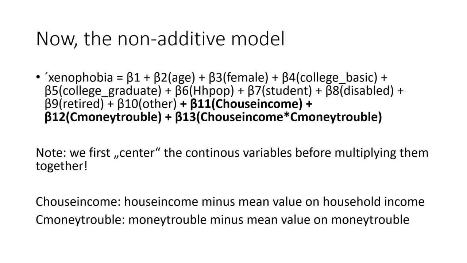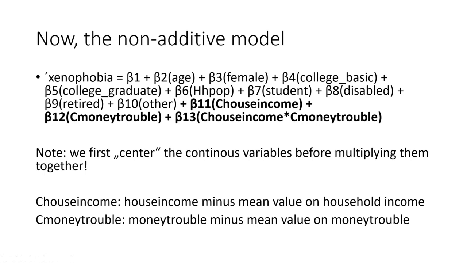And here what we need to do is that we cannot use the variables as they are, that is income and money trouble. We need to center them first to be able to multiply them together. We can actually multiply them together without centering them, but it's going to produce a scrambled set of results. So we really need to center them first. So before multiplying income and money trouble together, we need to center these variables.